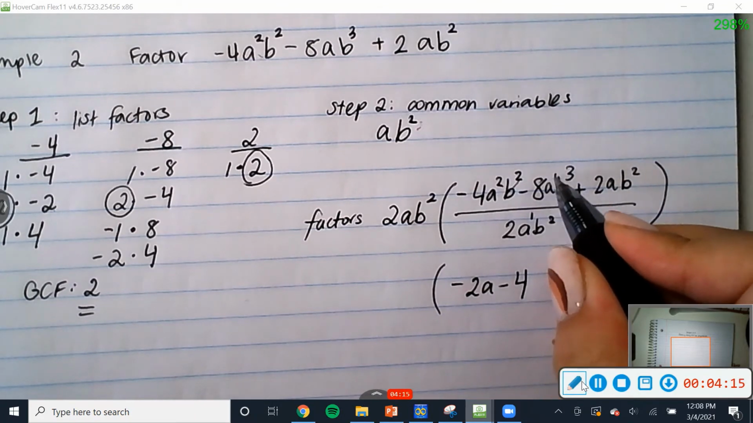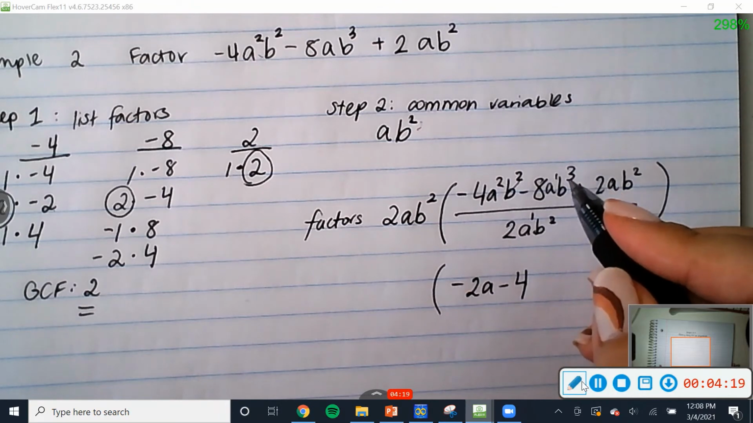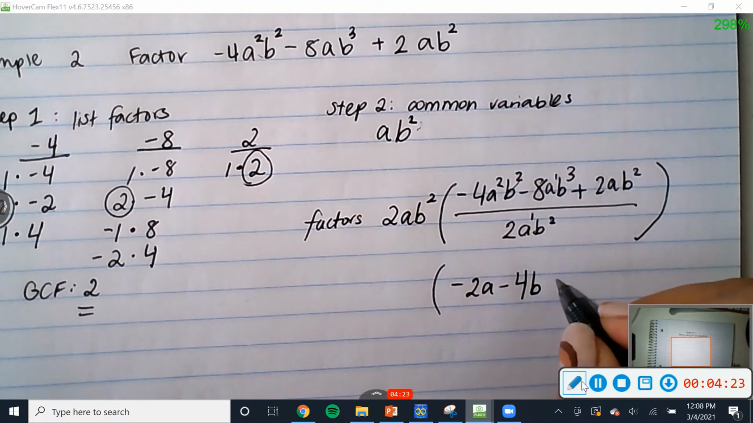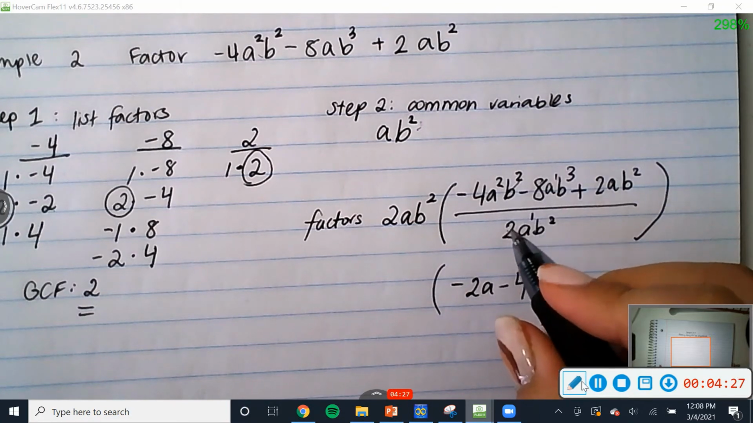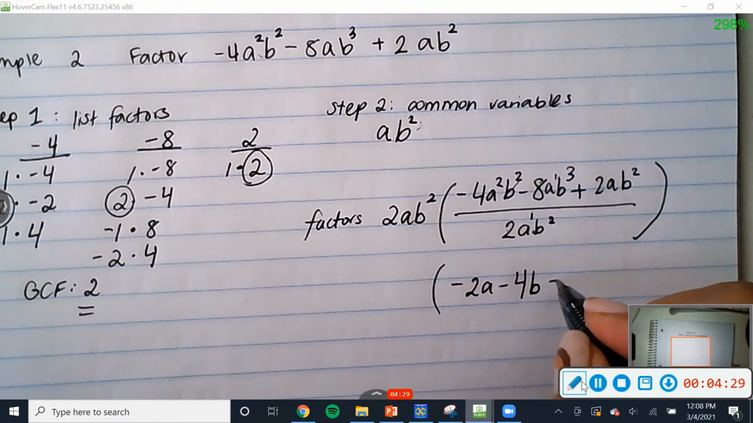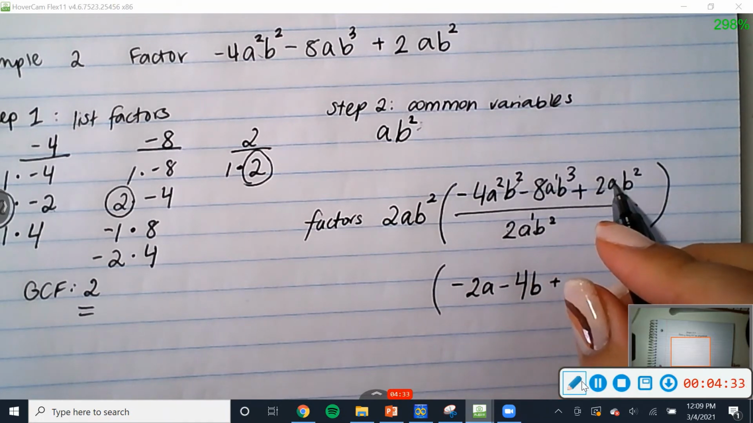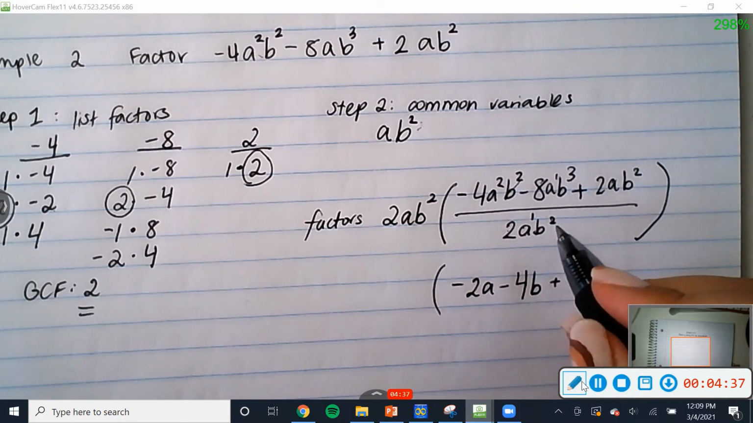A to the first divided by A to the first cancels out. B to the third minus B to the second, I'm left with B to the first power. And then my next term, 2 divided by 2 is just 1. A divided by A is also 1. And B to the second divided by B to the second is 1.